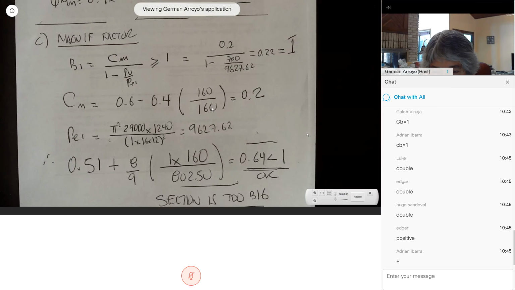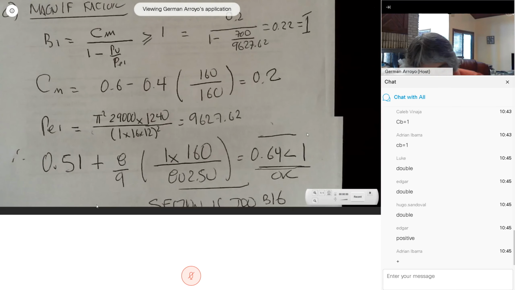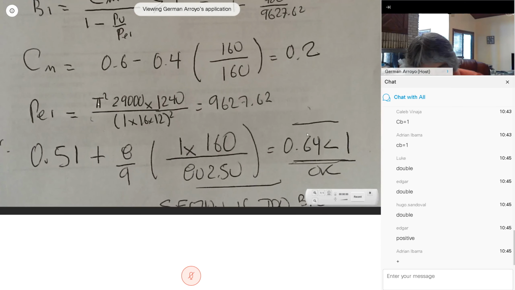You're right. So look, this came at point two. PE1, that people asked me before, is pi squared E I sub X, because bending is about the strong axis, over KLX squared, because bending is about the strong axis. We do not use KL over r in the past. Some of the old exams, we use KL over r, but this is the same. You can write the Euler equation two or three different ways.